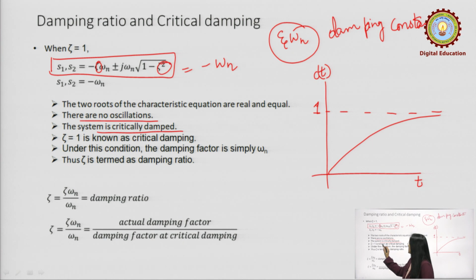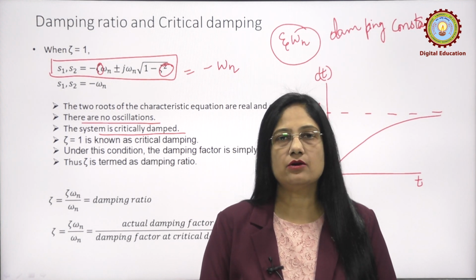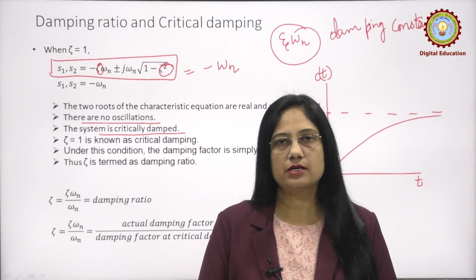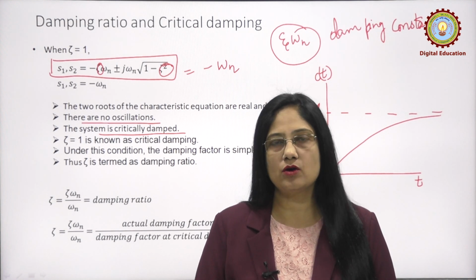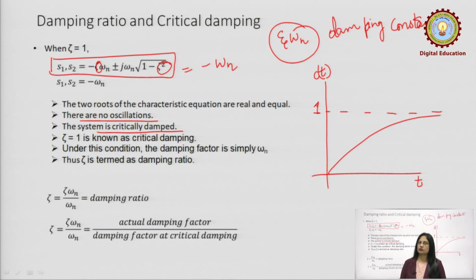So, there are no oscillations, and since there are no oscillations, the response of the system is directly shooting to the steady state value. Therefore, the condition when zeta is equal to 1 is termed as the critical damping case, because zeta omega n, as we have already seen, is a damping constant. When zeta is equal to 1, we have seen the roots are both real and equal, there are no imaginary parts, and this leads to the response shooting to the value.